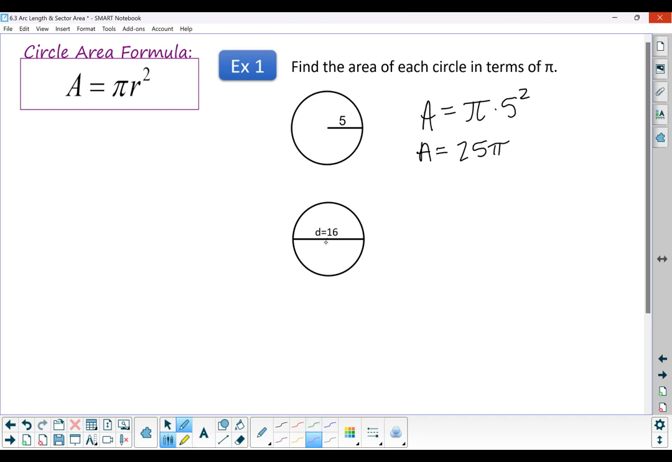For this second circle, the diameter is 16, so we need radius for the area formula. So the radius of this circle would just be half of the diameter, so the radius is 8. So the area of the second circle would be pi times 8 squared, which is 64 pi.